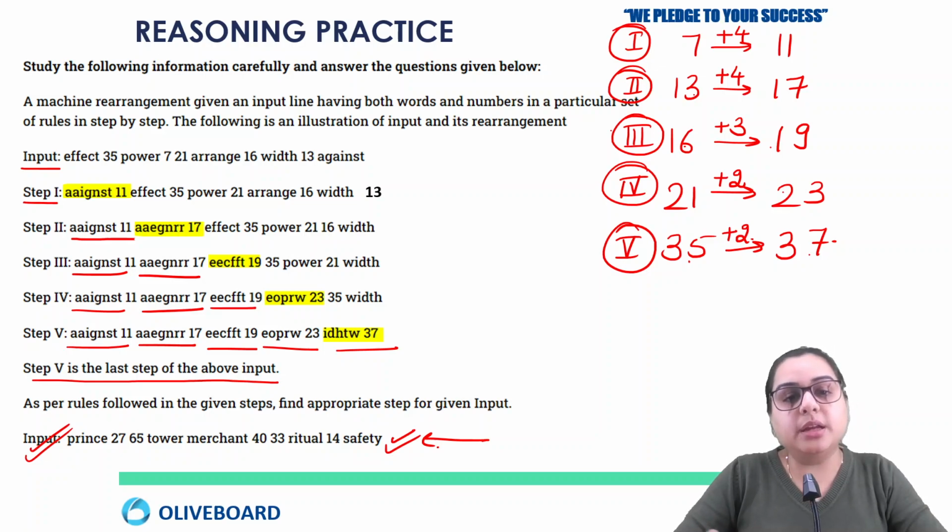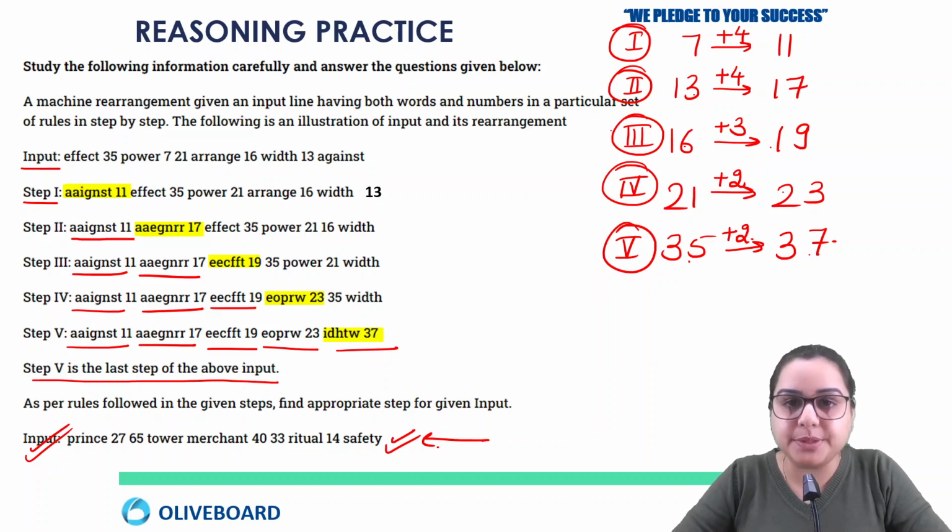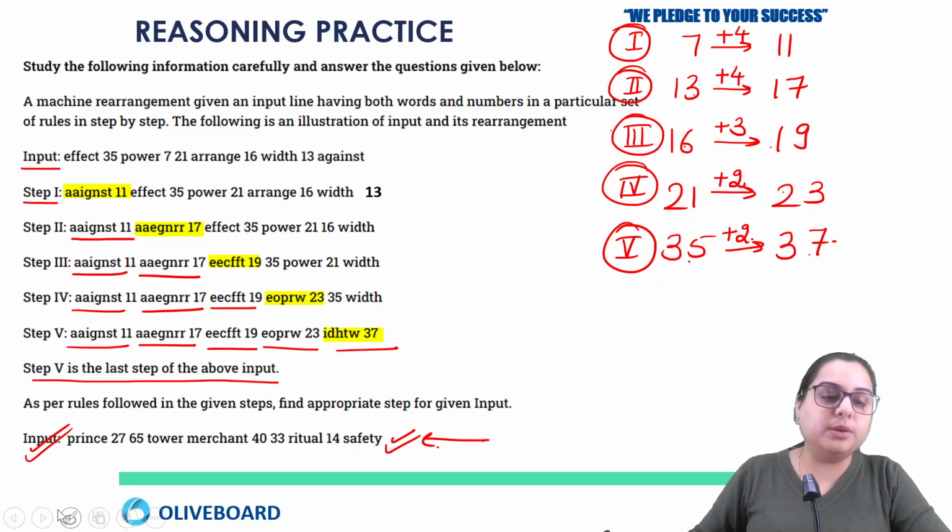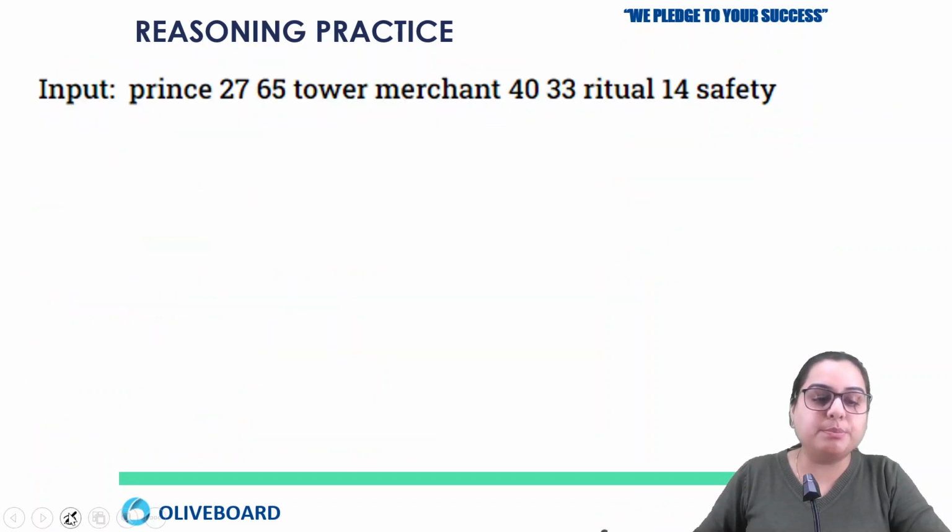And about words, within the word we are first going to write all the vowels in their alphabetical order, and then we are going to write all the consonants in their alphabetical order. So I hope you are clear with the example, and clear how this example has been solved. Now we are going to solve this input with the same pattern.